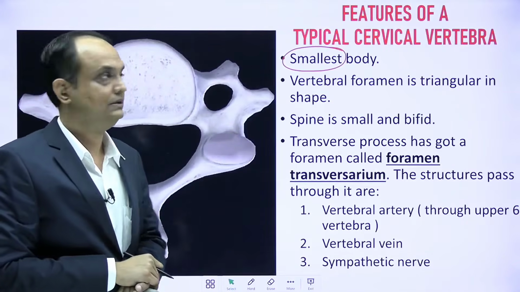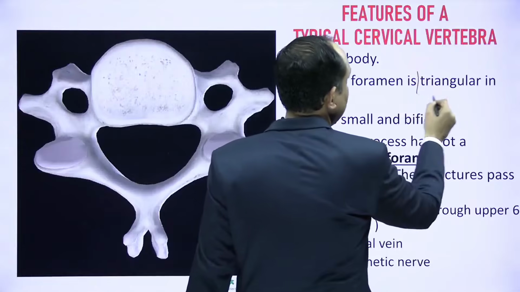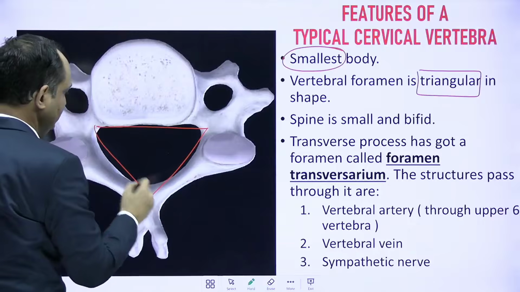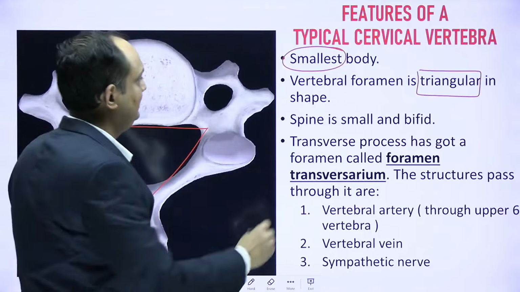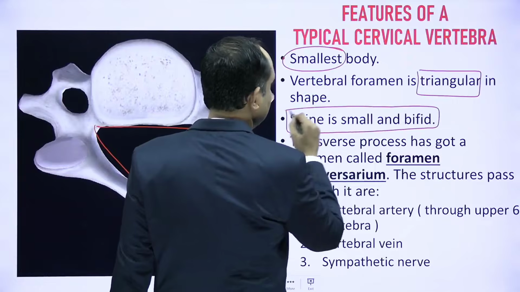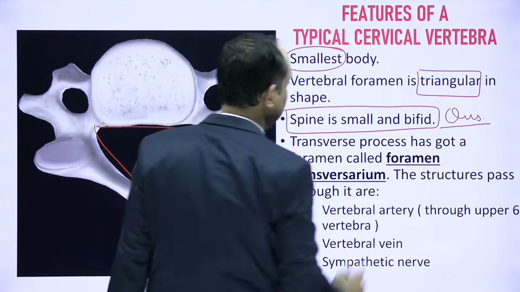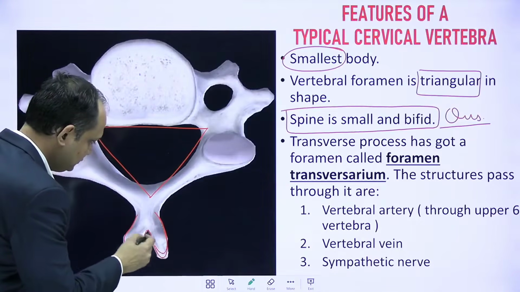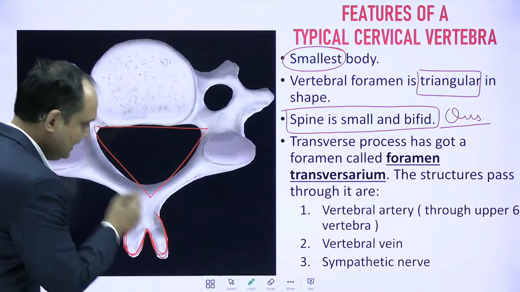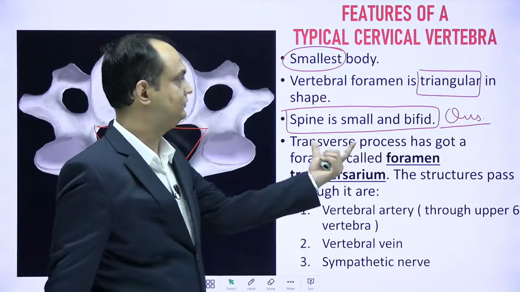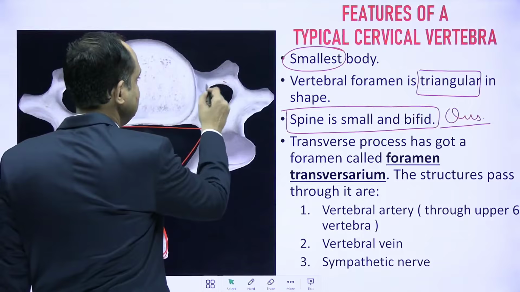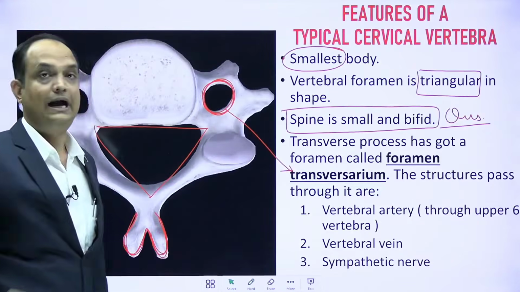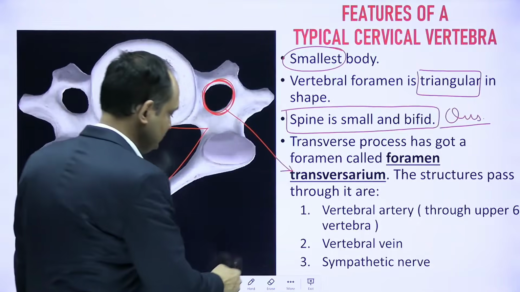movable vertebrae. Then the vertebral foramen is triangular in shape. Here you can see this is the triangular vertebral foramen. Apart from that, this is the characteristic feature of the spine of a cervical vertebra, that means it is bifid in nature. So you can see the cervical vertebra posteriorly and you can see it is bifid. Apart from that, the transverse process has a foramen, known as the foramen transversarium.